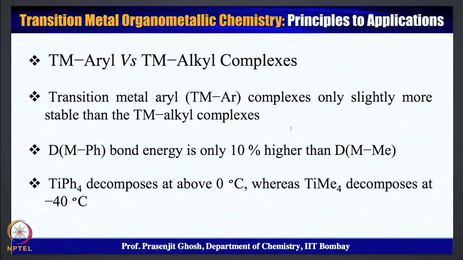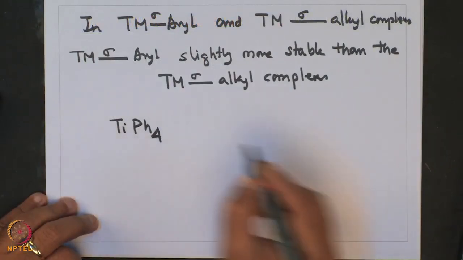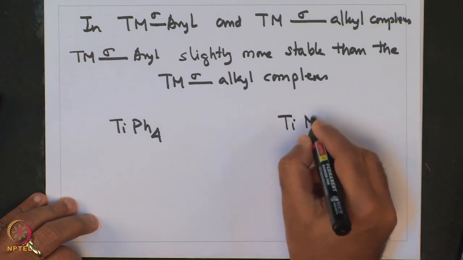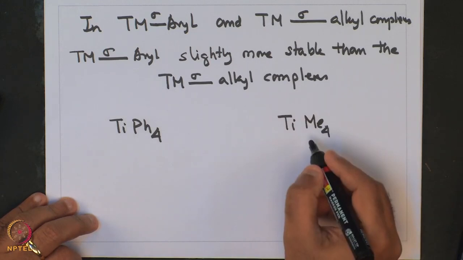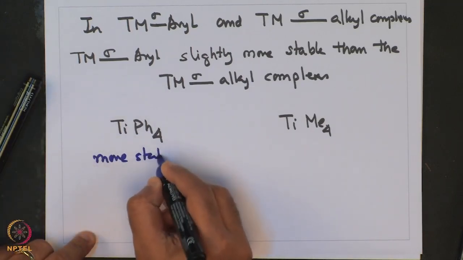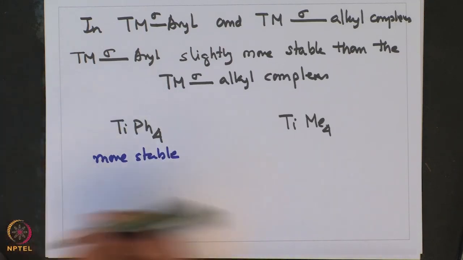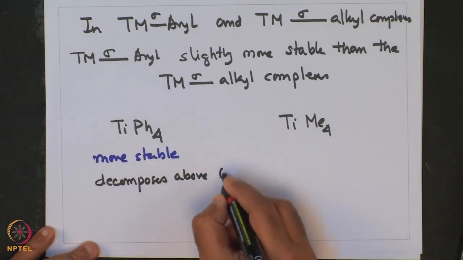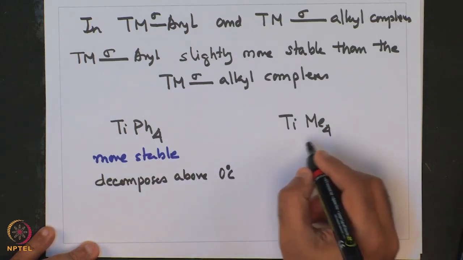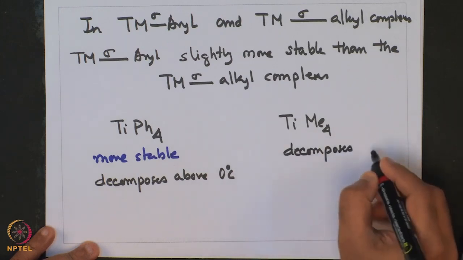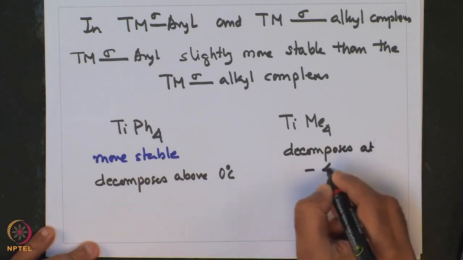To illustrate this, let us take a look at two compounds. One is titanium tetraphenyl, containing a titanium aryl bond, and the other is titanium tetramethyl. Between these two, titanium tetraphenyl is more stable, as the compound decomposes above 0 degrees centigrade, whereas titanium tetramethyl is so unstable that it decomposes at minus 40 degrees centigrade.